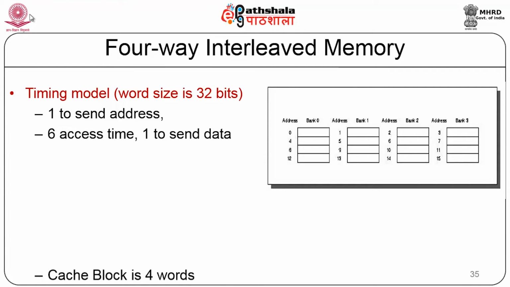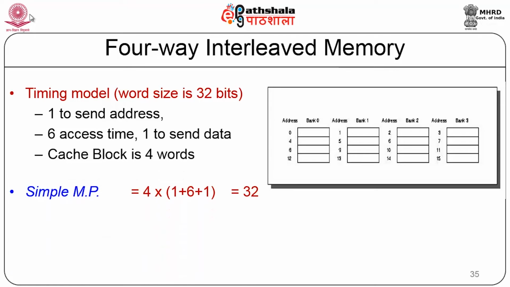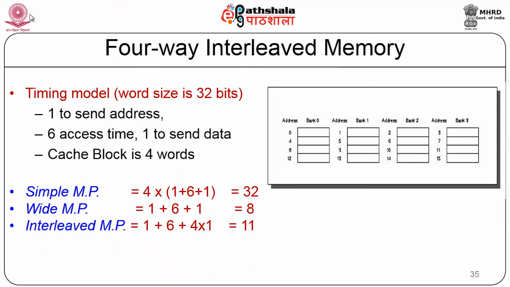This is an example that has been shown to indicate how long it takes to do all these accesses. Suppose you have to transfer a word of 32 bits, and let us assume it takes 1 clock cycle to send the address, 6 clock cycles to access the data from memory, and 1 to send the data. Let us assume you have to transfer a cache block of 4 words. In the case of your simple memory, it is going to take 4, because you have 4 words there.